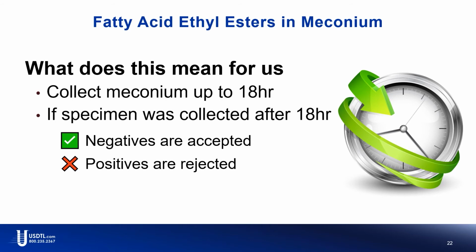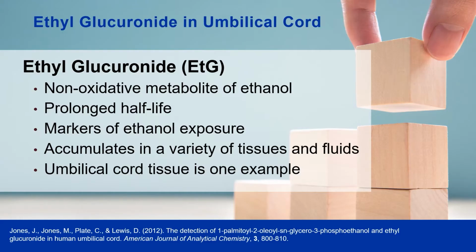About 15 years ago, we began transitioning from using meconium as a newborn toxicology specimen type over to umbilical cord, specifically tissue segments. Unfortunately, in umbilical cord tissue segments, fatty acid ethyl esters seem to not be present. We looked at a number of other alcohol metabolites, and the one that seemed to best serve to monitor for prenatal alcohol exposure was the metabolite ethyl glucuronide.